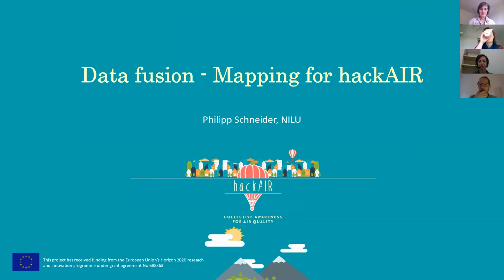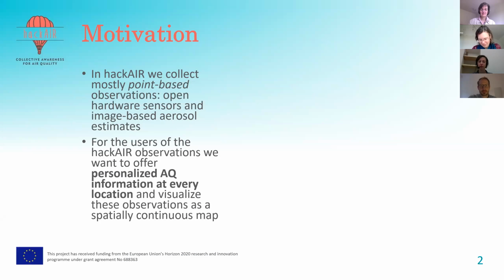And the topic I'm working on in hackAIR is one that is a little bit behind the scenes, but is important in the sense that it allows us to give users estimates of air quality anywhere, even if no observations are available. What we call this is a data fusion approach to mapping in hackAIR. Now, I want to give you a short overview about what we do there at a very general level, and also want to start out by showing you why we do this in the first place.